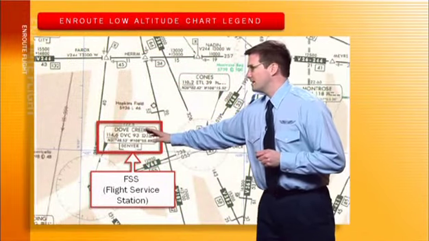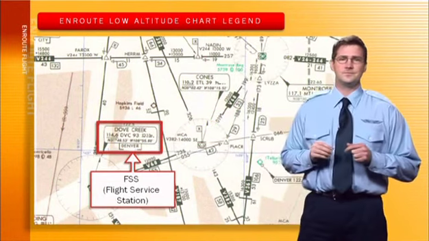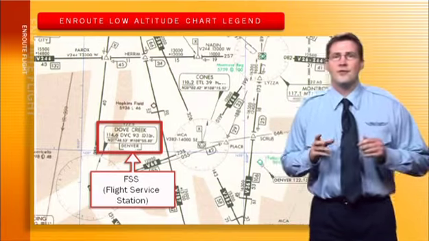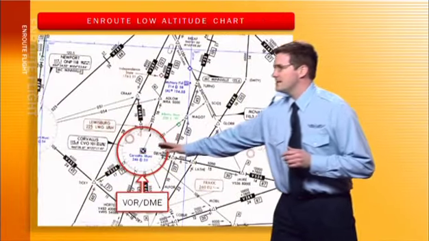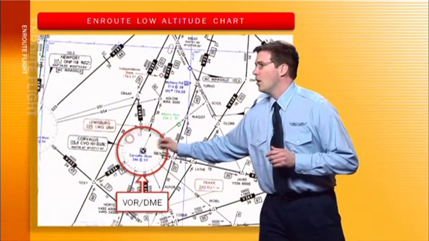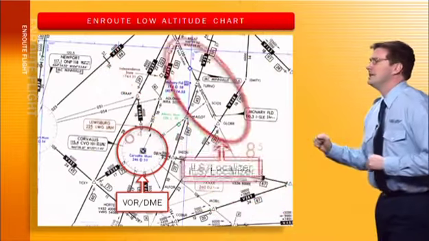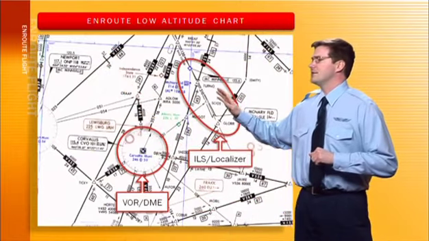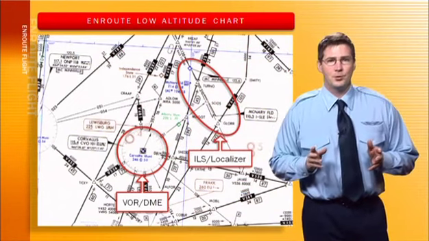Here's an example of a flight service station shown right here as the Denver Flight Service Station. Now here we see the Corvallis VOR DME. The chart shows the VOR DME symbol right here in the middle. Over here to the left we see the data box. Over here is the ILS localizer symbol for McNary Field, showing an ILS being used for navigational purposes.